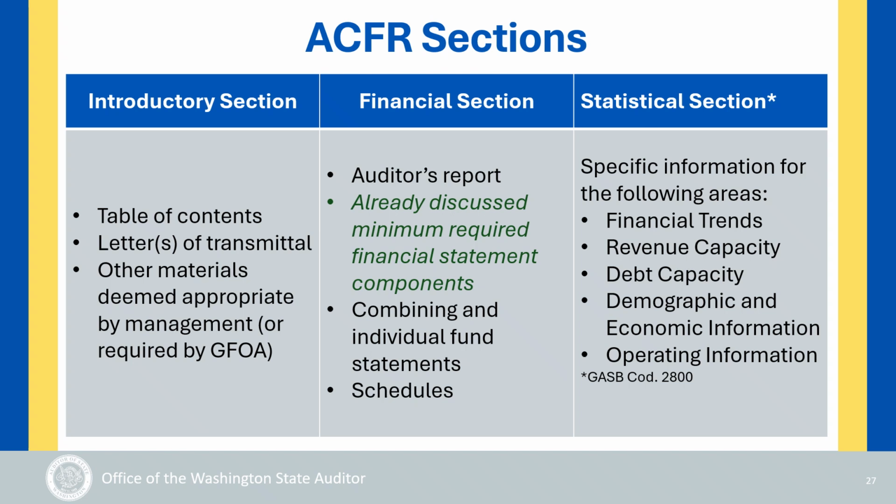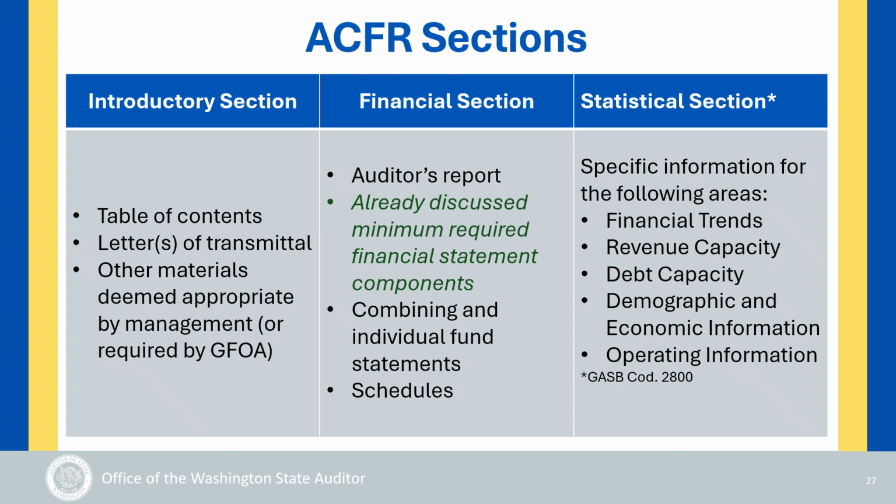In the financial section, the inclusion of the auditor's report is required, followed by the minimum required financial statements that we have already talked about, and then adding to that, combining and individual fund statements, as well as other schedules if applicable. A quick highlight of the combining and individual fund statements include displaying the financial data for each individual fund that is not reported on the face of the financials, which we call non-major funds.